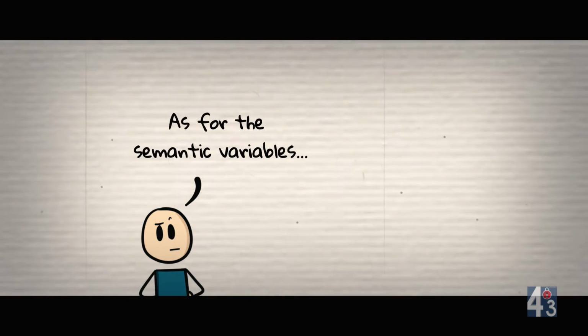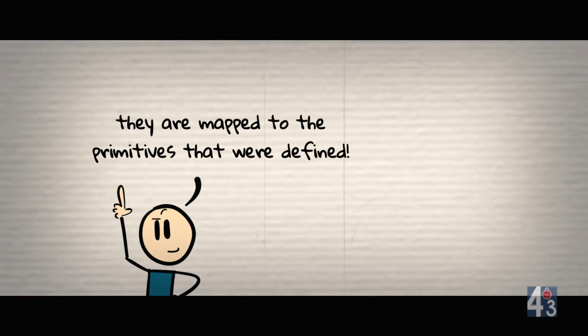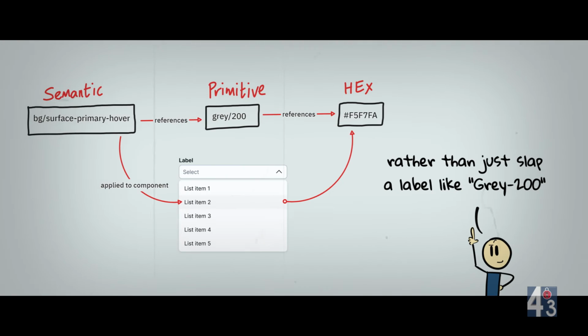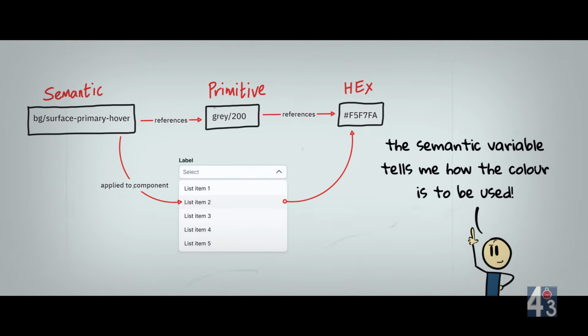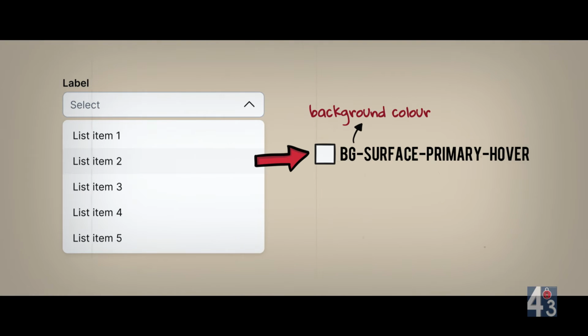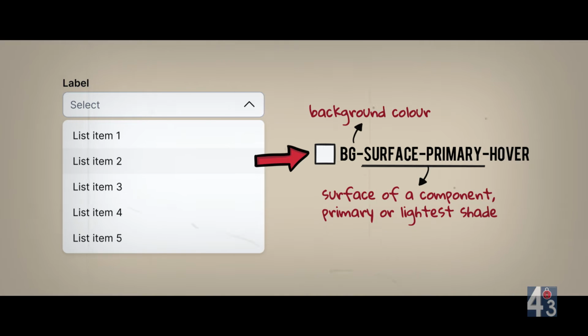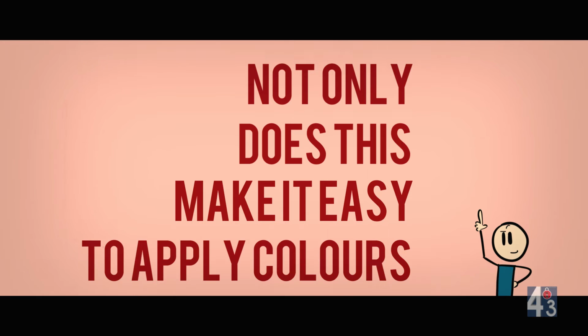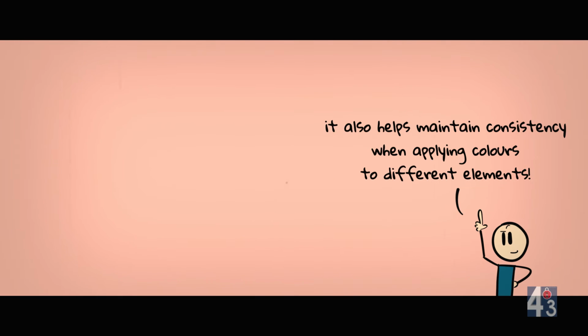As for the semantic variables, they are mapped to the primitives I defined initially. So rather than just slapping a label like gray 200 for color, the semantic variable BG surface primary hover tells me how the color is to be used. BG tells me it's a background color, and surface primary tells me it is used on a surface of a component and that it's the primary or the lightest shade. The term hover tells me it's a hover state. So not only does this make it easy for me to apply colors, it also helps maintain consistency when applying colors to different elements.